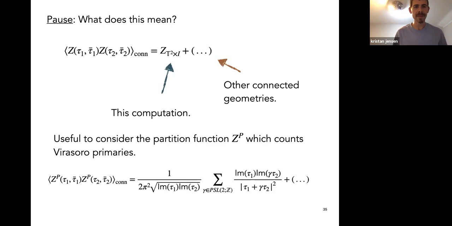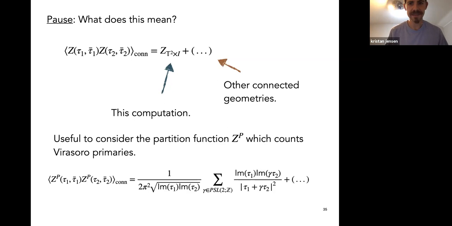Now, in the CFT partition function, Virasoro implies that most of the states that contribute are descendants. It's useful to consider the contribution just from primaries. In other words, the two-point function of the primary counting partition function, which I'll call Z-chi. Well, that amounts to peeling off some infinite factors from our result. And so what we would conclude then is that it's given by this thing that I write here, plus contributions from other geometries.